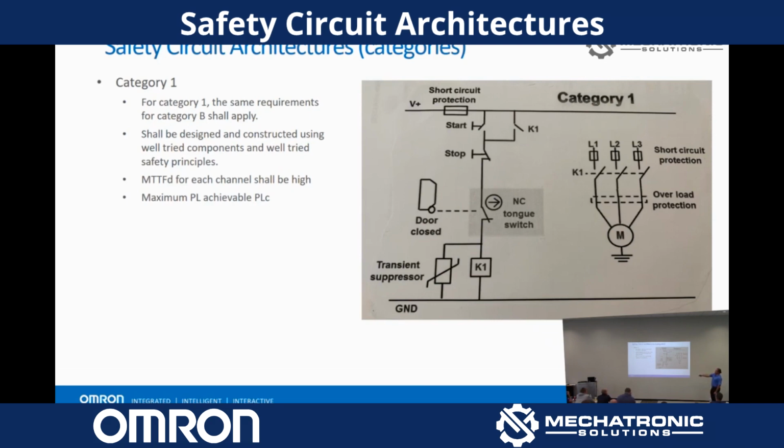Maximum performance level achievable is performance level C. That's if all those other factors are really good. Still single channel. Like if this thing were to weld shut, we would never know it. There's nothing monitoring that. So this is single channel, no monitoring. This corresponds to that 0 to 6, that low risk.